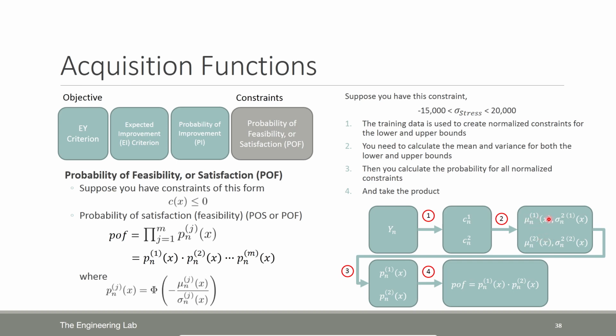Right, so you have your first set of mean and variance functions and your second set of mean and variance. Once you have this, you then plug it into your probability of feasibility expression that you have here. So then you have one term and a second term, and then your final probability of feasibility or satisfaction would just be the product of each term here that you have.